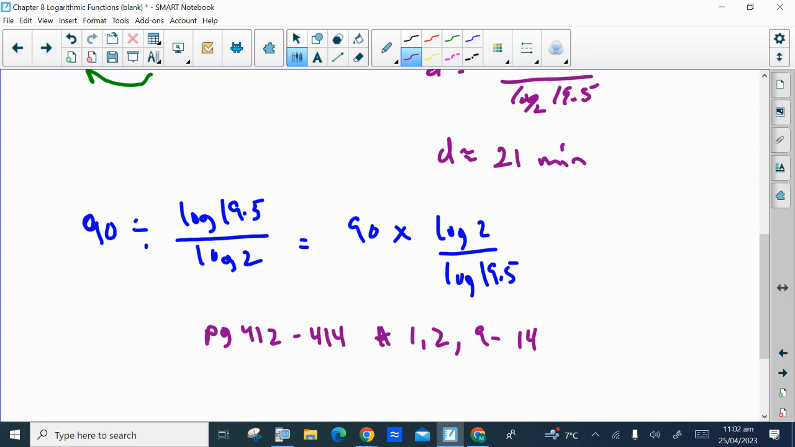Okay? So tomorrow it'll just be some more examples using that exponential function equation to solve problems.